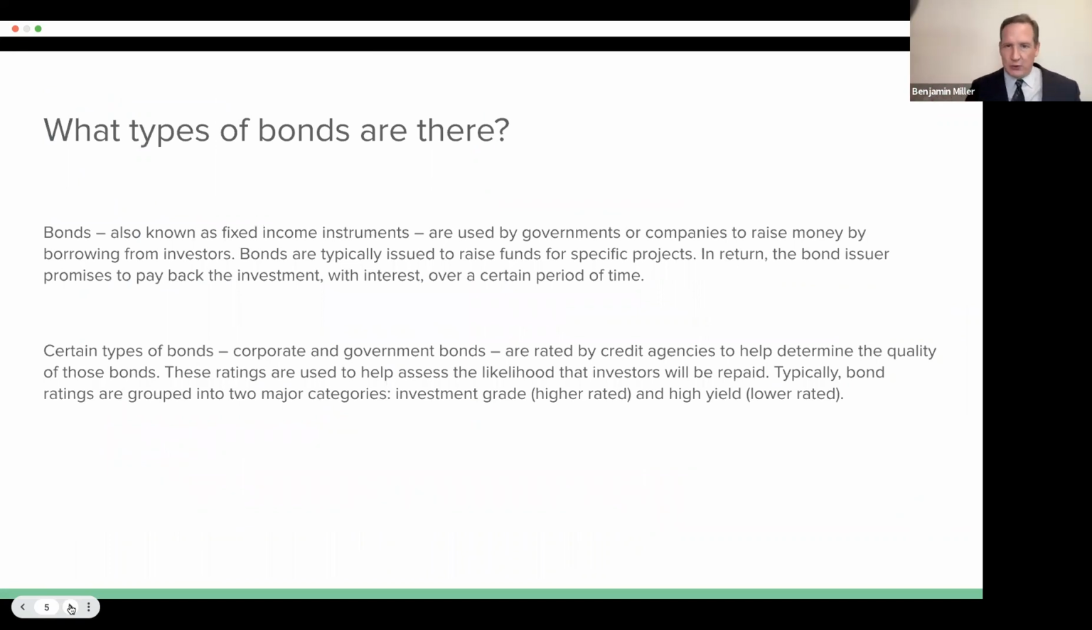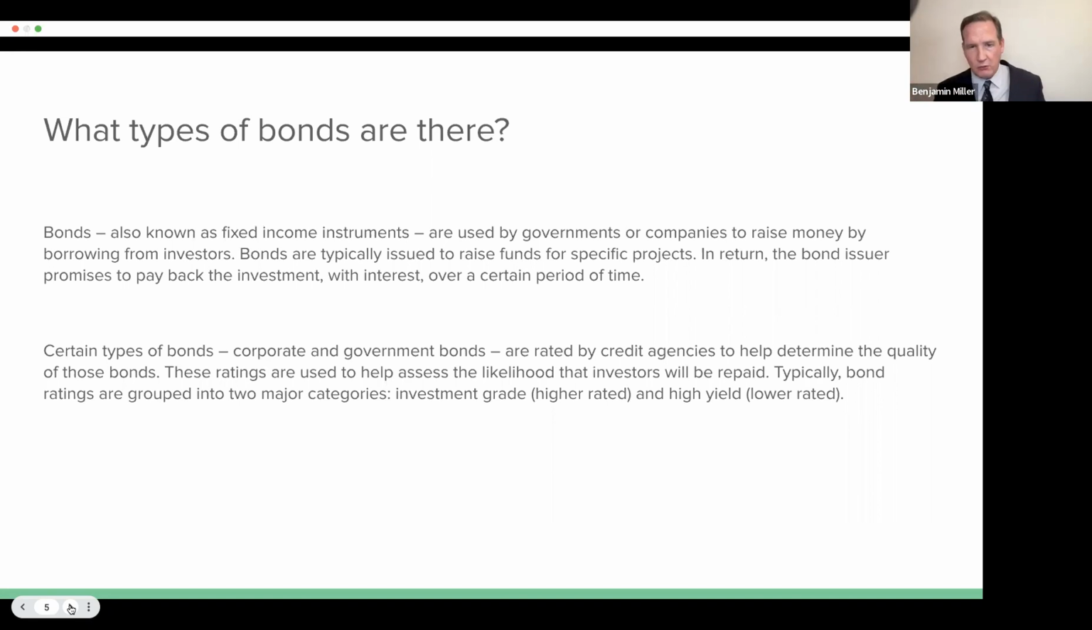There's different categories of bonds. The first category is, of course, the government bonds. If you look at the United Kingdom, they have gilts. These are very popular bonds. If you look at the United States, we have our treasury bonds. We've got a lot of different categories. And then there's corporate bonds.